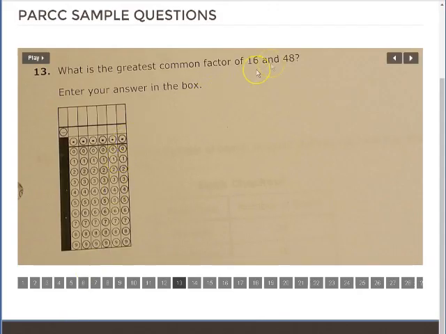Hopefully that clears it up. I don't think they're going to make it difficult on this test. I think it's going to be something like this, where it's pretty clear that one goes into the other.